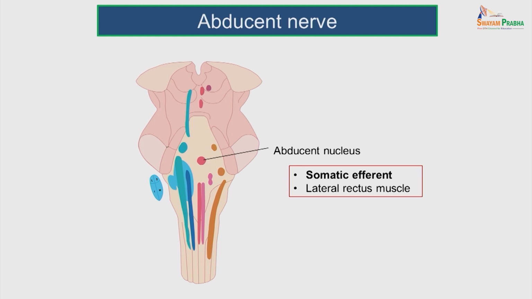Now, let us see the abducent nerve. Like the trochlear, the abducent nerve also has only one functional component, that is somatic efferent. It supplies the lateral rectus muscle. The abducent nucleus is present in the pons. So, the abducent nerve has a somatic efferent column.